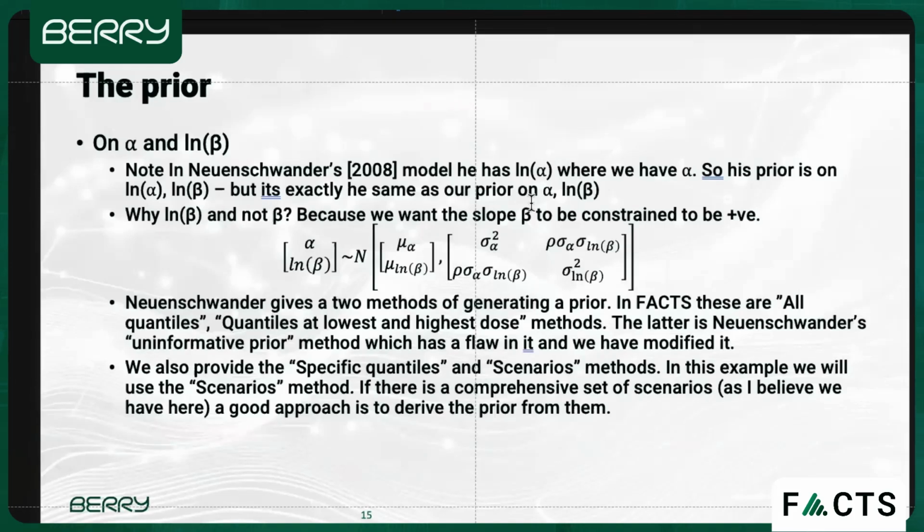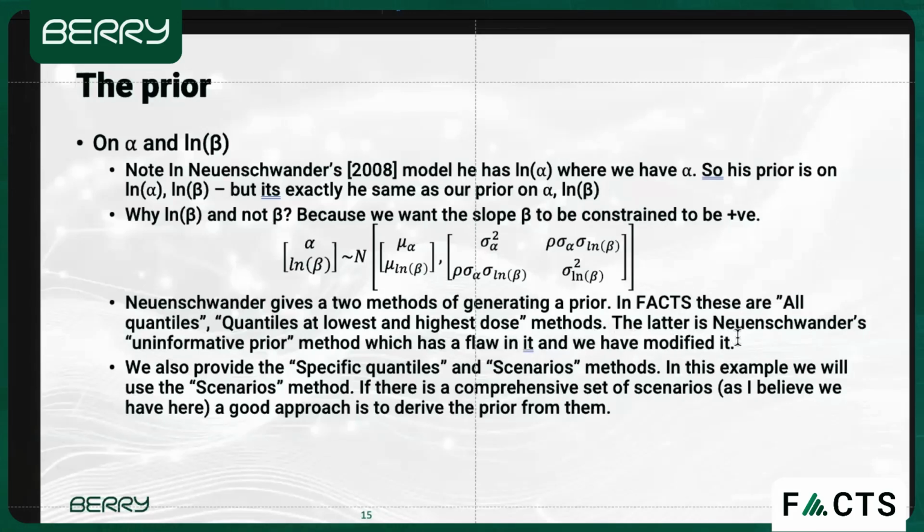So one of the features of this method is, of course, we have to have a prior, an alpha and beta, and it's a bivariate normal. Neuschwander gives a couple of methods for generating the prior, and in fact has 4 methods of generating a prior. The two from Neuschwander's paper are all quantiles and quantiles at the highest and lowest dose, which in Neuschwander's paper is called the uninformative prior. His method of using that has a flaw in it, but actually turns out to be a very informative prior with very constrained values for the slope, and we've modified it.